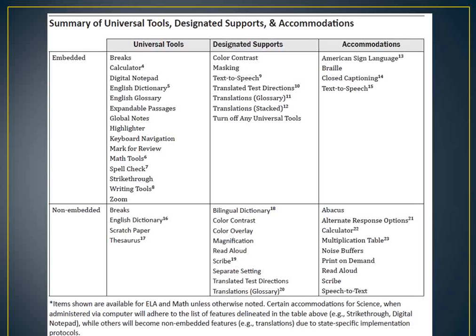And then for designated supports, text-to-speech, which we'll talk about in a later slide. And then in the accommodations piece, you have students that need ASL, Braille, closed captioning. So there's an array of different types of accommodations for students. And like I said once before, it's very important that you work with your building staff that serve these students so that they can have the better supports that they need during the test administration.